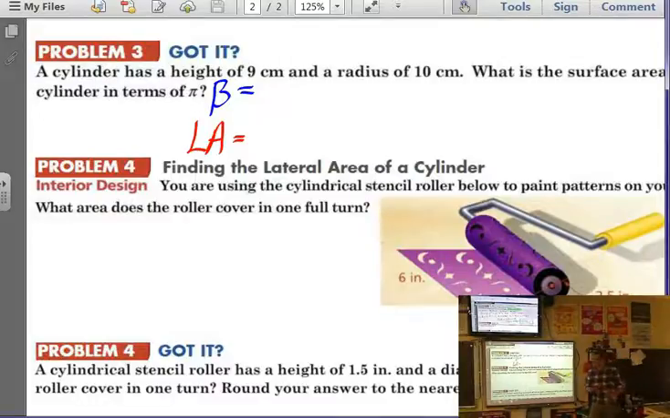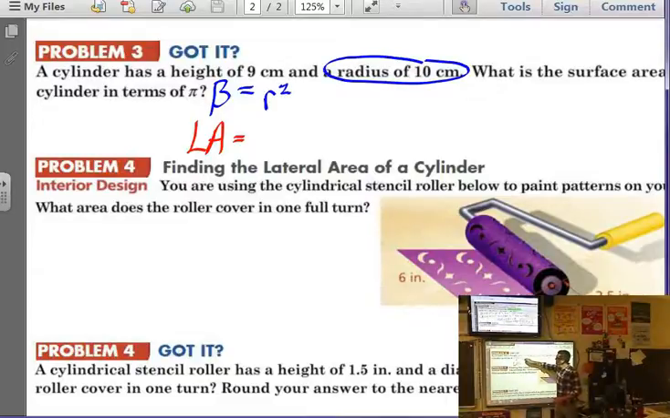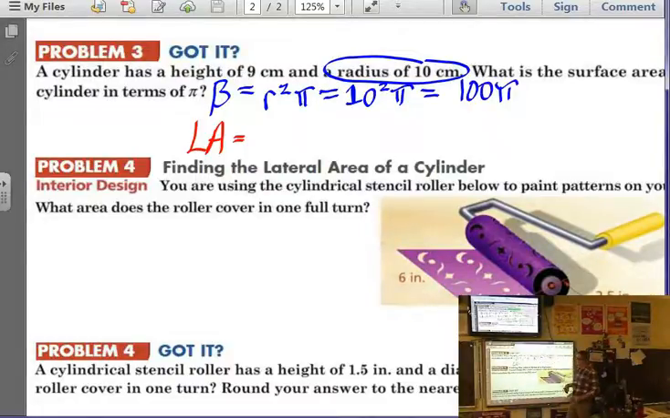Oh, well, it's a circle, right? So you took your radius and squared it times pi, which gives you 10 squared pi, or 100 pi. So 2B is 200 pi. Then to find the lateral area, you need the circumference, so you find the diameter or just use the radius. Either way, it'd be 20 pi.